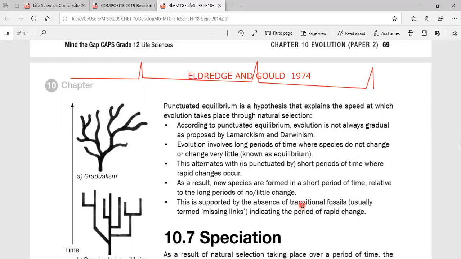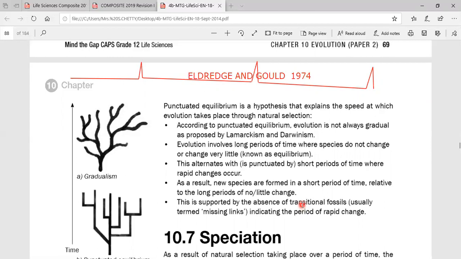To date, they haven't asked too big or complicated questions on this. However, I will pick out questions from past year papers to deal with this in another lecture. So that's your punctuated equilibrium.